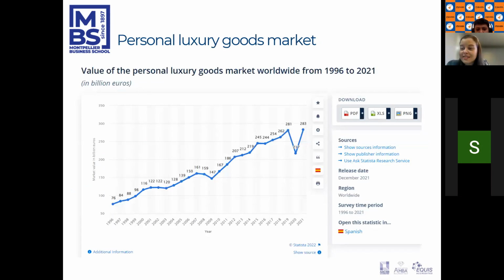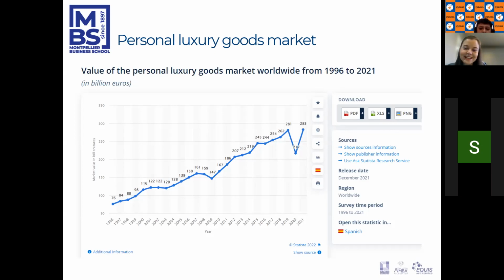Why is this important? Why do we even study status consumption? Well, a big part of status consumption is the consumption of luxury products, which are often consumed in order to achieve that status. And it's a really, really big market.